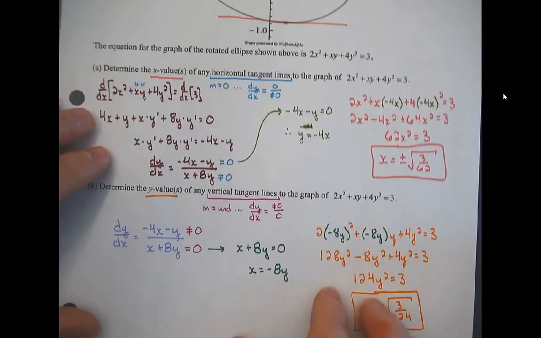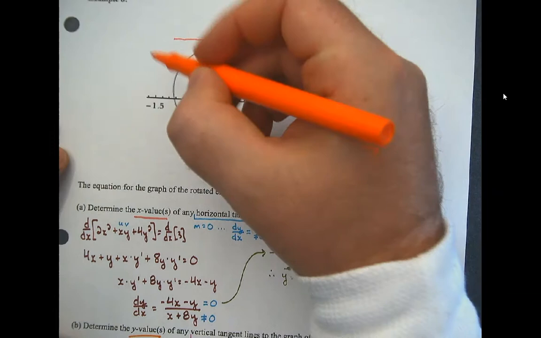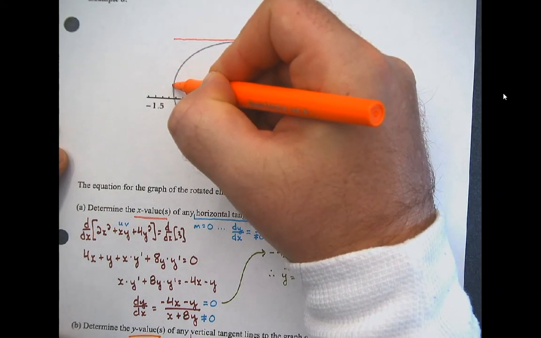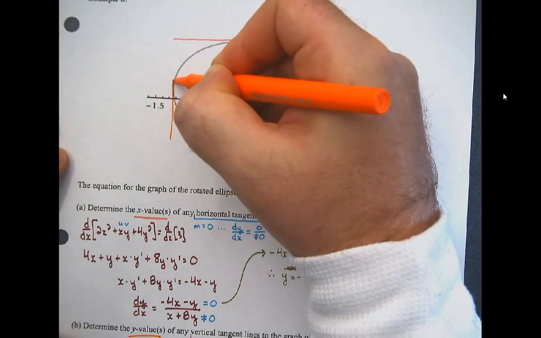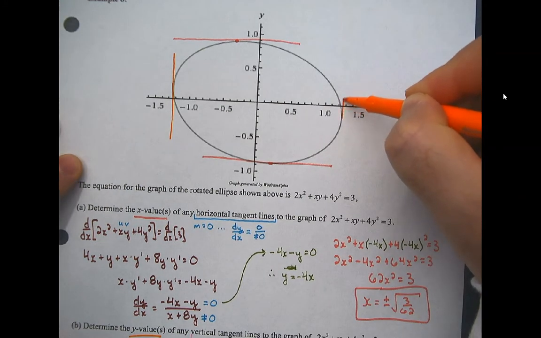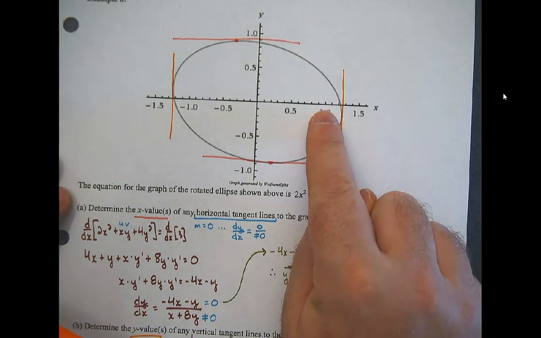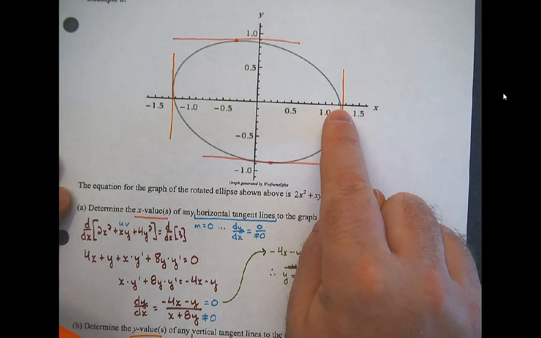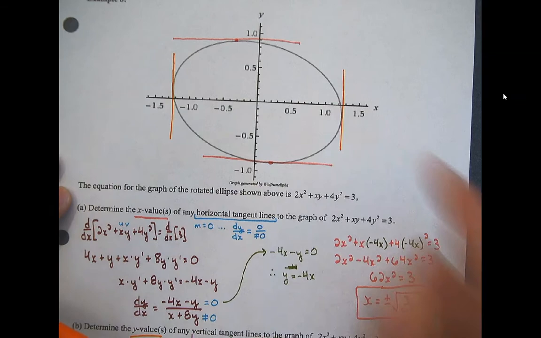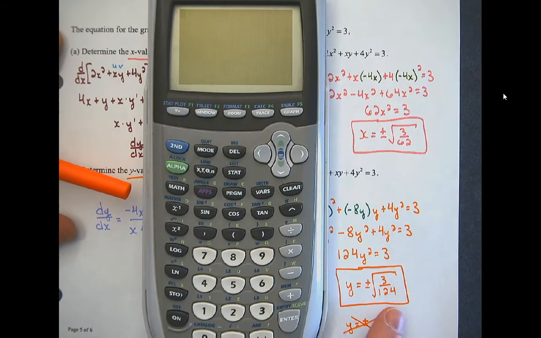Let's see if that's the same thing here. Vertical tangent lines. Where would you draw vertical tangent lines? I would say one is probably like right here. Let's see how close. This looks like 1.2, 1.25 maybe, 1.25. Now I'm going to type in this one.